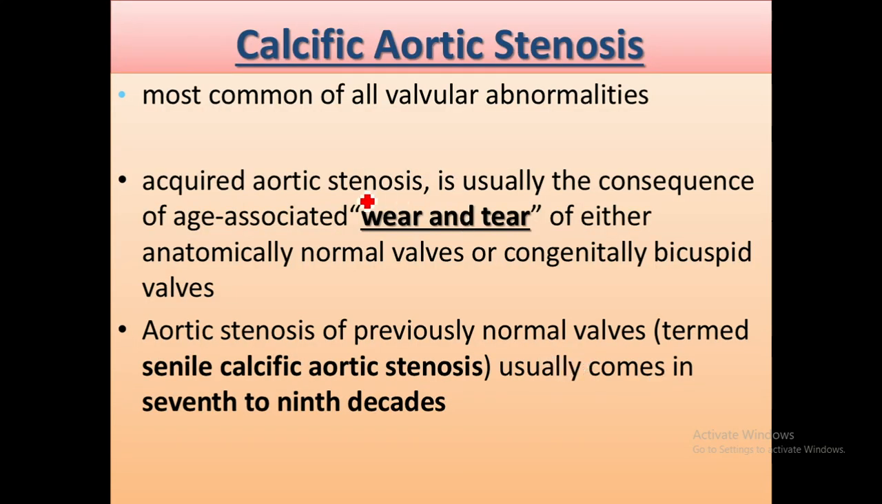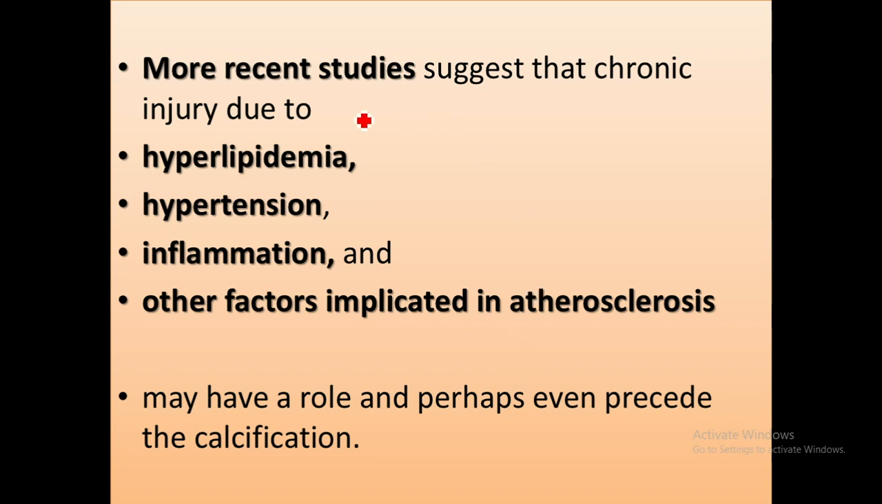Most common is calcific aortic stenosis. It is the most common of all valvular abnormalities. Acquired aortic stenosis is usually the consequence of age-associated wear and tear of either anatomically normal valve or bicuspid valve. Aortic stenosis of previously normal valve usually comes in the 7th or 9th decade. More recent studies suggest that hyperlipidemia, hypertension, inflammation, and other factors involved in atherosclerosis may have a role and perhaps even precede the calcification.